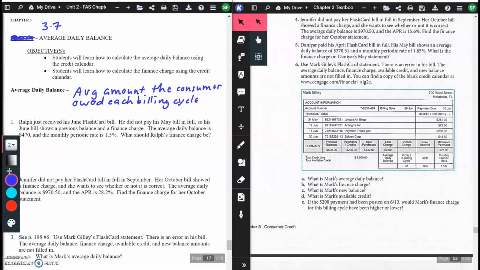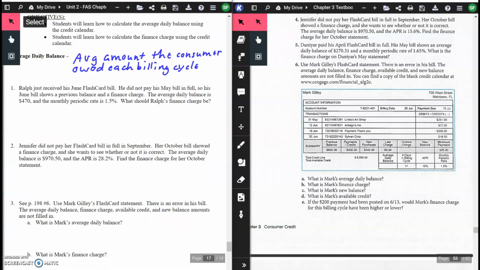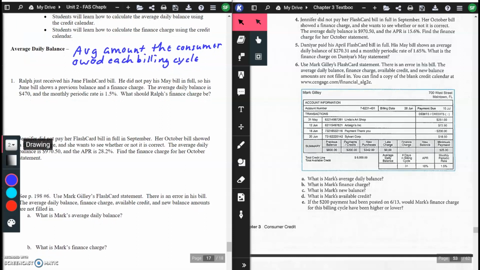Okay. Question number 1 states, Ralph just received his June flashcard bill. He did not pay his May bill in full, so his June bill shows a previous balance and a finance charge. The average daily balance is $470 and the monthly periodic rate is 1.5%. What should Ralph's finance charge be? So average daily balance of $470 times the monthly rate, which is 1.5% as a decimal is 0.015, gives you a finance charge of $7.05.